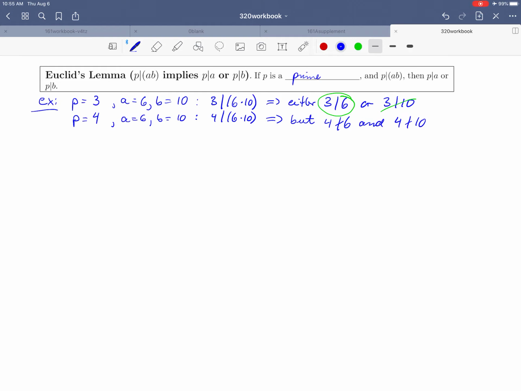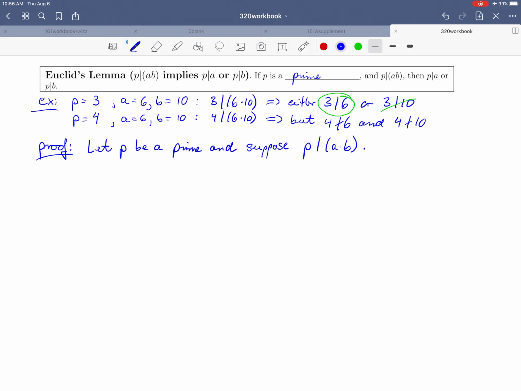So let's go ahead and prove it. This is our first proof. All right, very good. How do we start? We start with the hypotheses. Let P be a prime, and suppose that P divides A times B, our hypotheses.